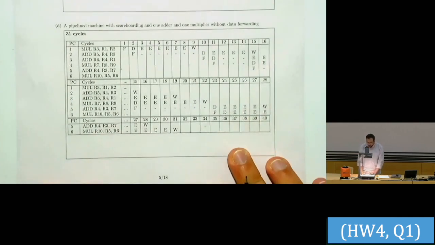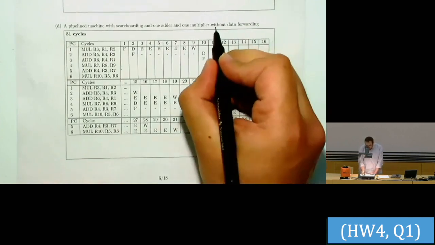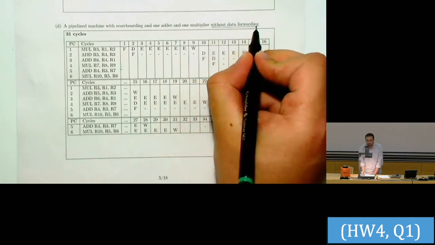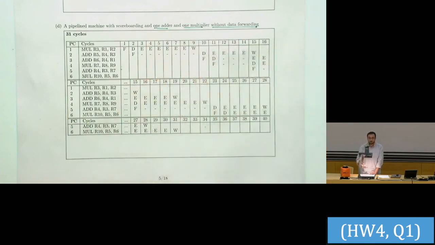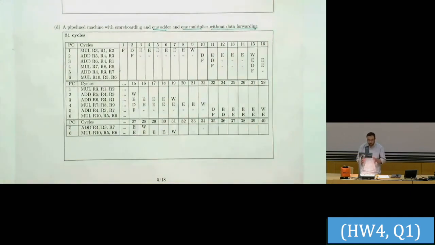In the third part, now we have a little bit more change. This is like the first case. We do not have data forwarding, but this time we have one adder and one multiplier instead of five of them. So here another assumption comes. Here we assume that once we start using an adder for an instruction, we cannot pipeline inside this adder. So we just give the inputs to this adder, and we get the output at the end of the fourth cycle, or in the multiplier case, at the end of the sixth cycle.